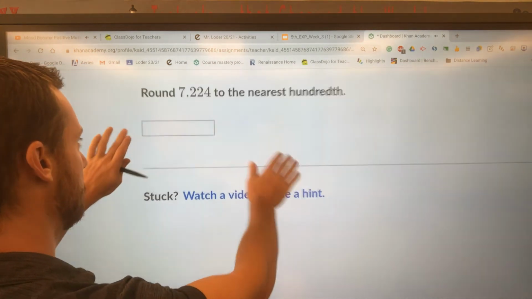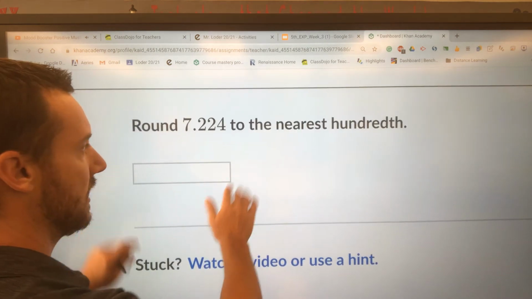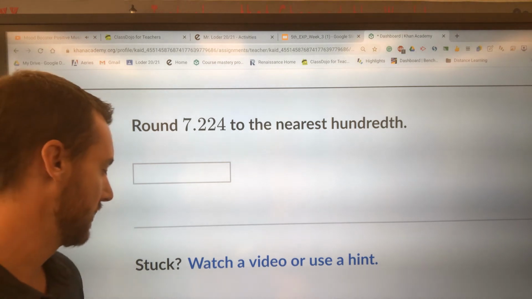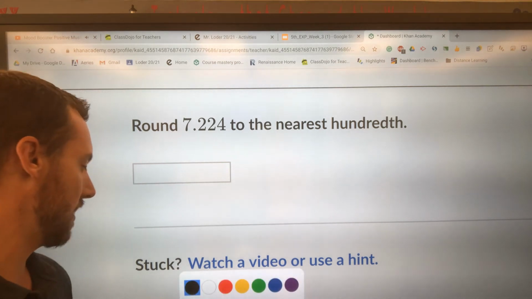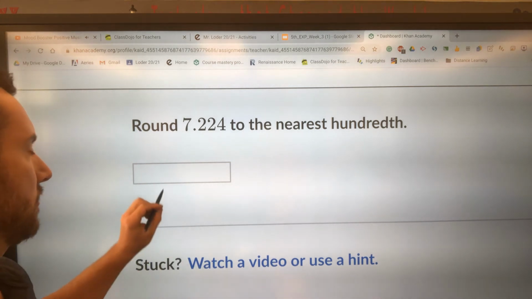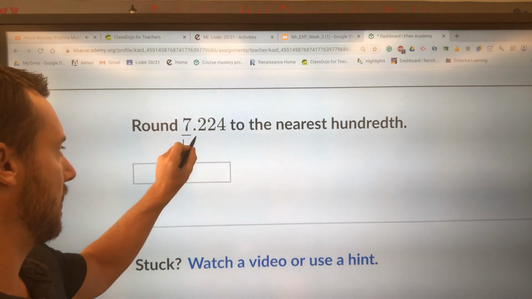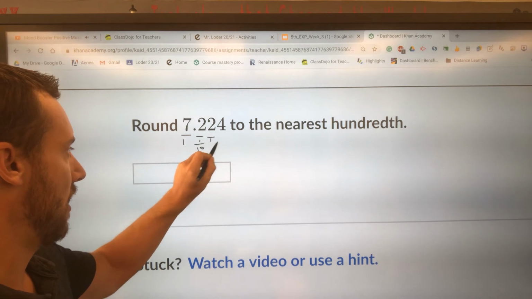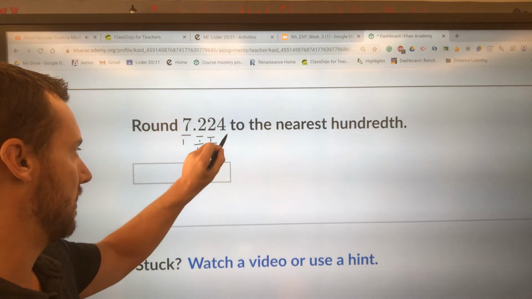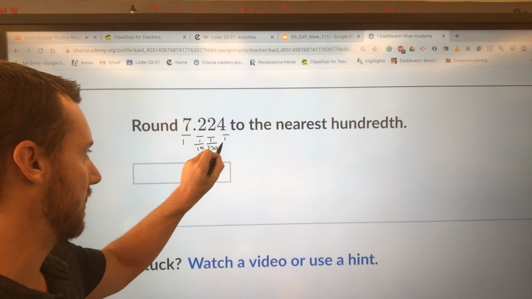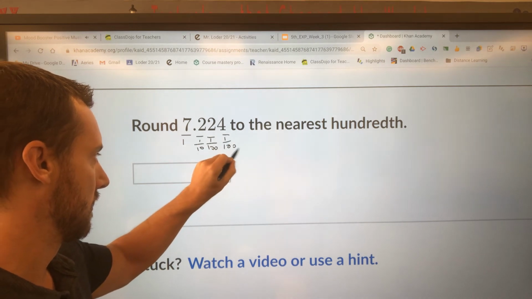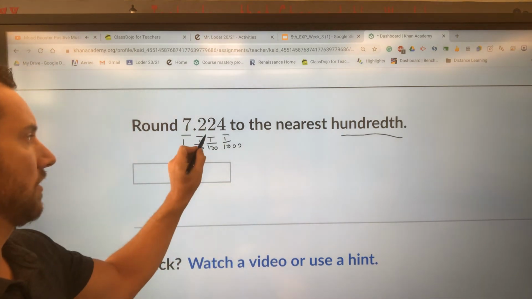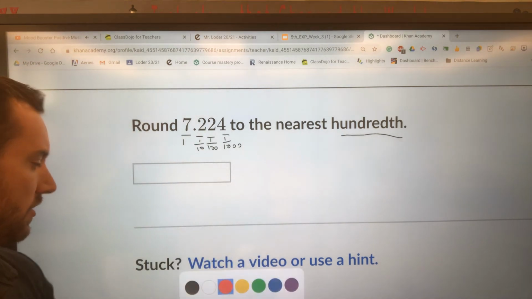Okay, these are all nice, easy rounding. This one says round to the nearest hundredths. Hundredths with the th, that means that we are going to be going out to the hundredth spot. We have our ones spot, we have our tenths spot, we have our hundredths spot, and obviously over here we have our thousandths spot. And it says hundredths, so let's go ahead and underline hundredths.